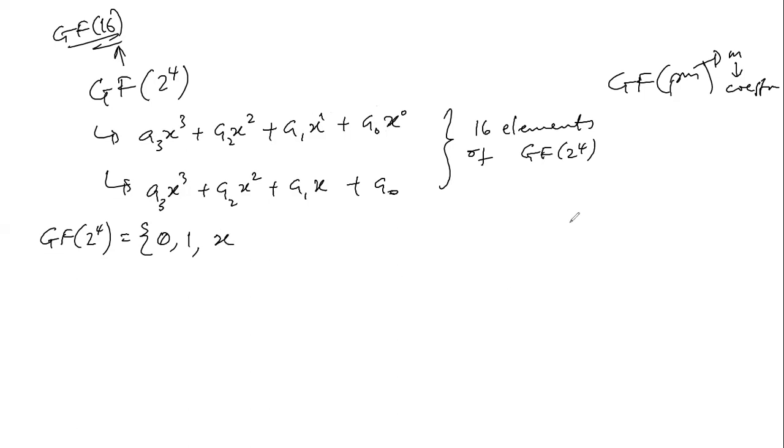Now, the rule of thumb. We know we have 16 elements, right? So we have a3, a2, a1, a0, okay? So this is 2 to the power of 0, 2 to the power of 1, 2 to the power of 2, 2 to the power of 3. Let's change it more.